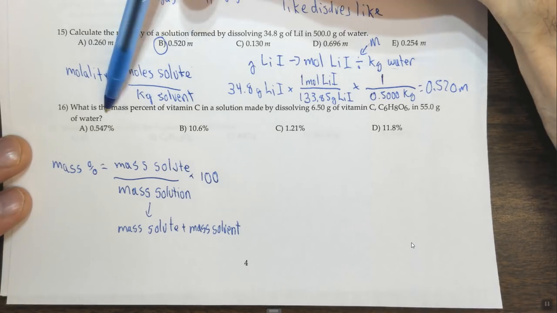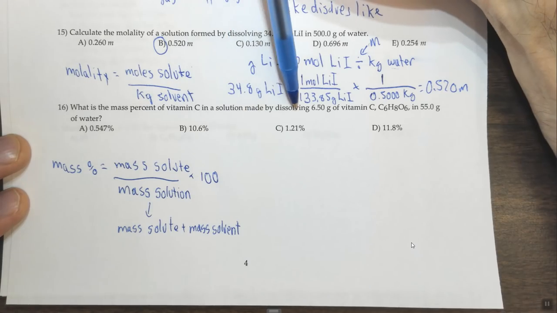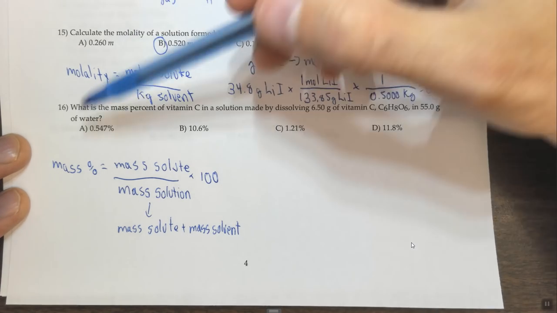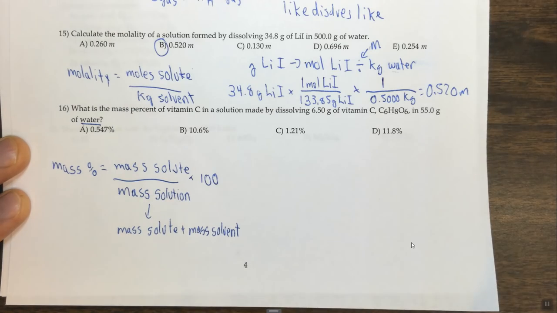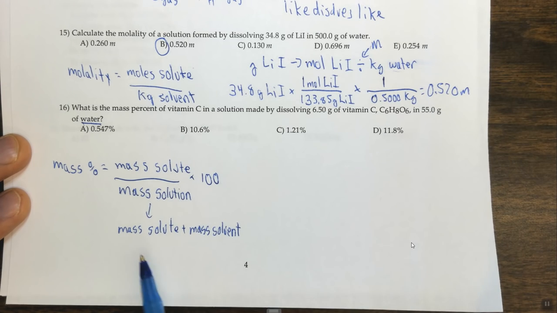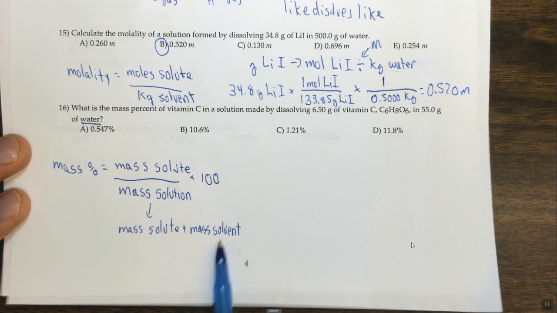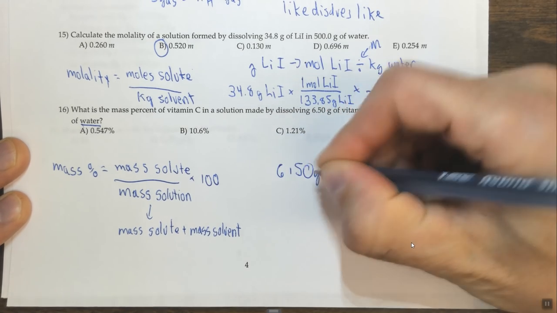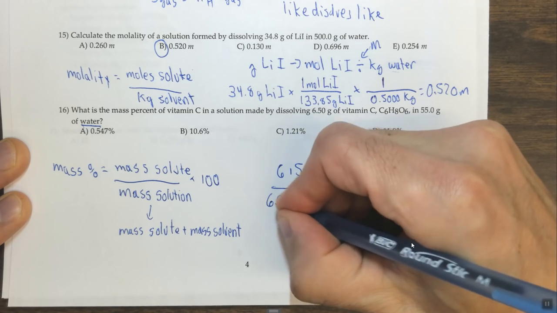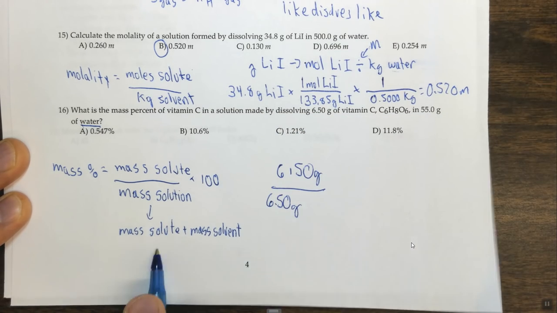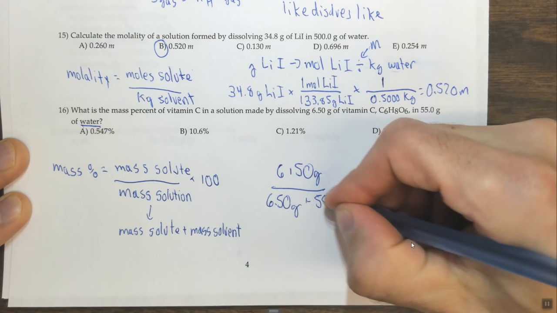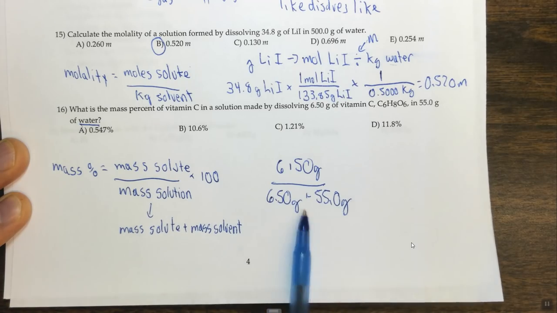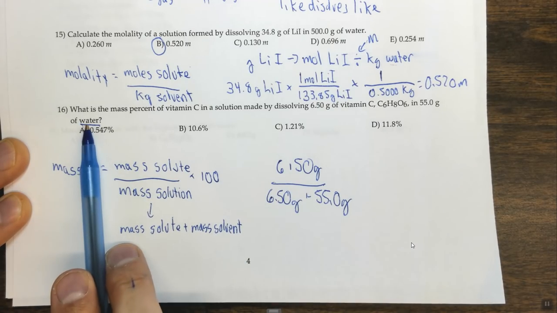So in this case, it says, what is the mass percent of vitamin C in a solution made by dissolving 6.50 grams of vitamin C in 55 grams of water? Water is the solvent. So it is not the mass of the solution that you're given, it's the mass of the solvent. So in order to solve this, we need to take 6.50 grams divided by 6.50 grams, the mass of the solute, plus 55.0 grams, the mass of the solvent. You have to add them together because it gives you the mass of water.